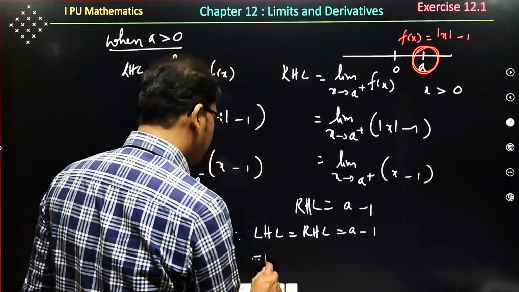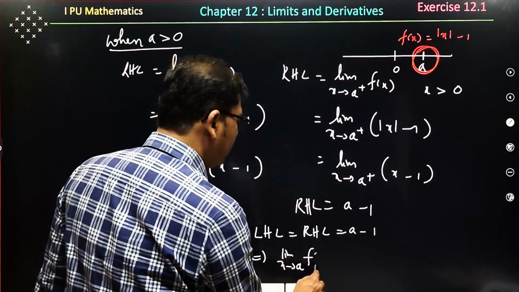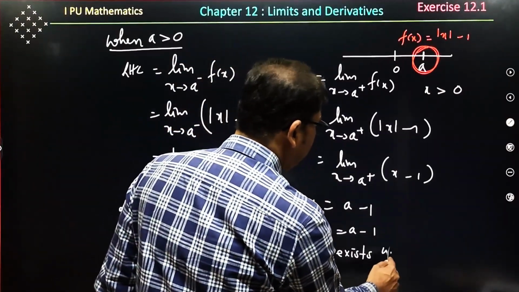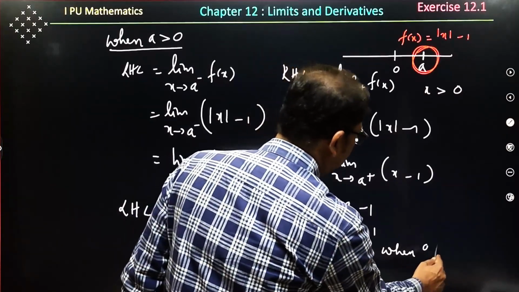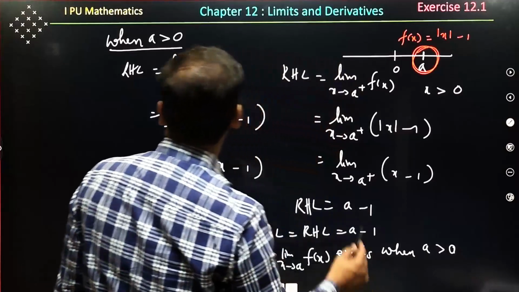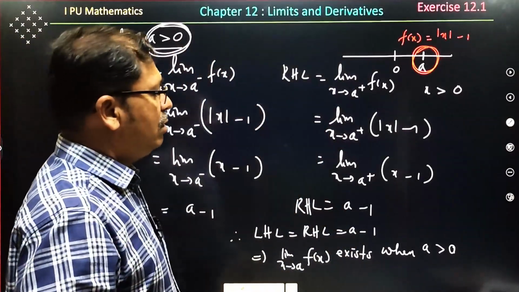So it means limit x tends to a f(x) exists when a is greater than 0, sorry, a is greater than 0. Under the condition when a is greater than 0, the limit exists here.